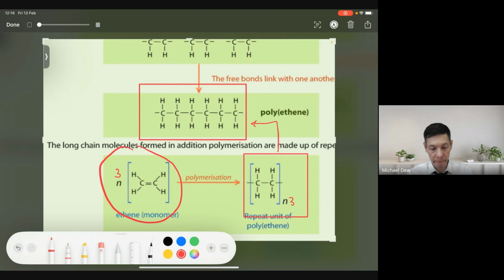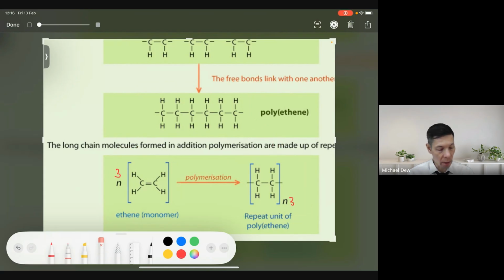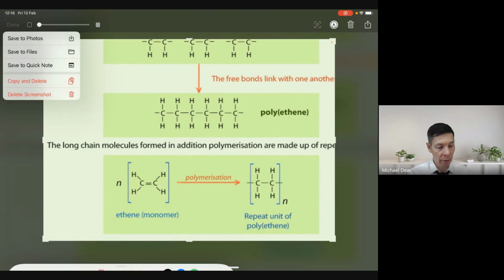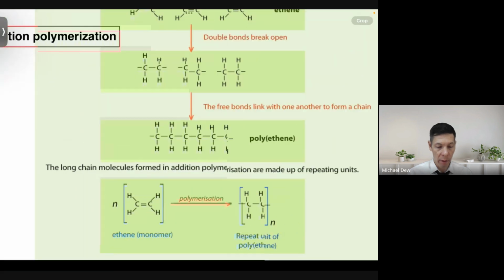Okay, so again, this is polymerization, but it's not condensation polymerization, it is addition polymerization. And there is no water produced for this type of polymerization, so that's why we don't say condensation. We're just adding something simply, adding another monomer, and then another monomer, and then another monomer, to create a very long polymer.